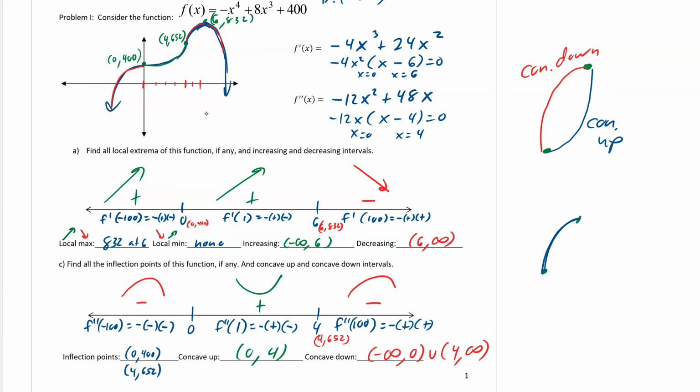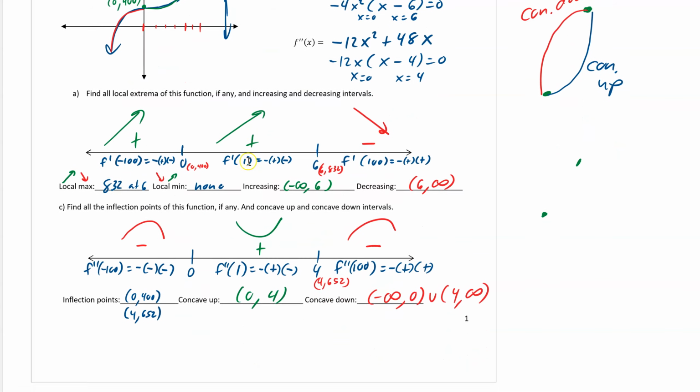That's concave down as you draw it. So don't just copy the graph that the calculator gives you. Make sure you have the facts to back it up.